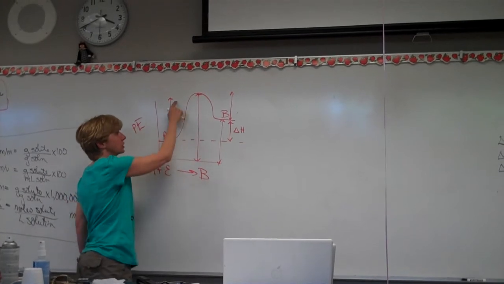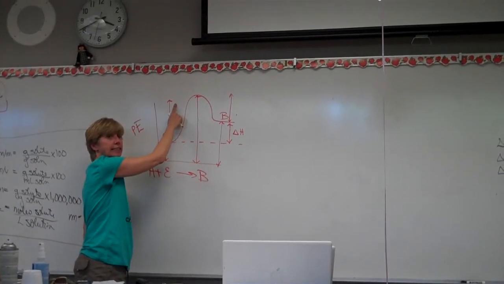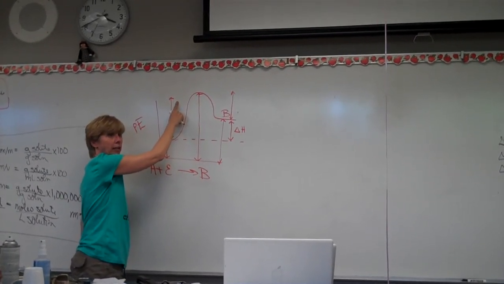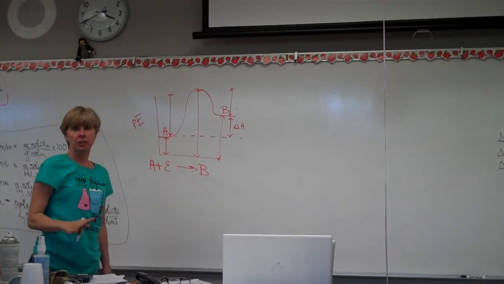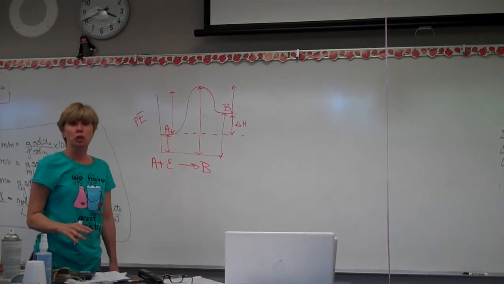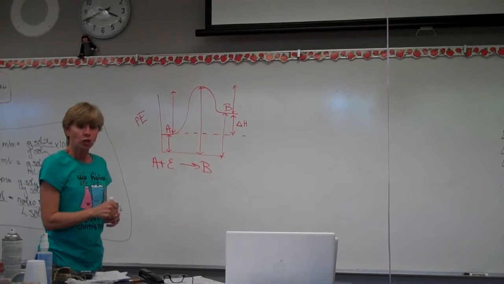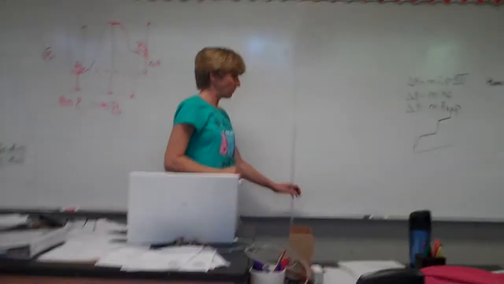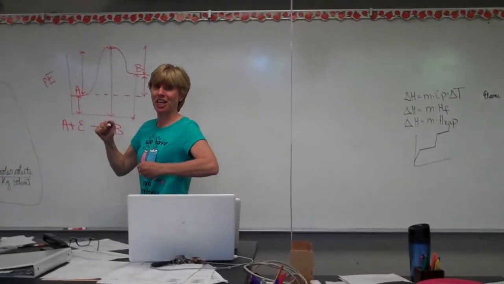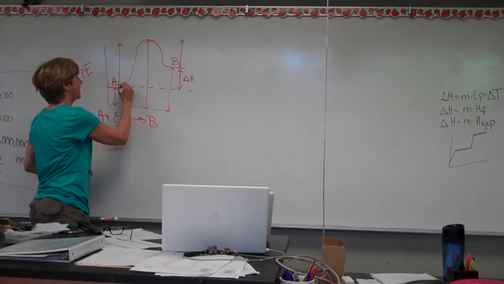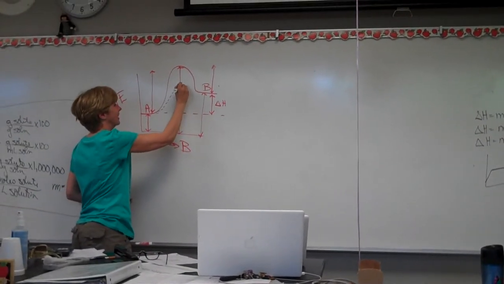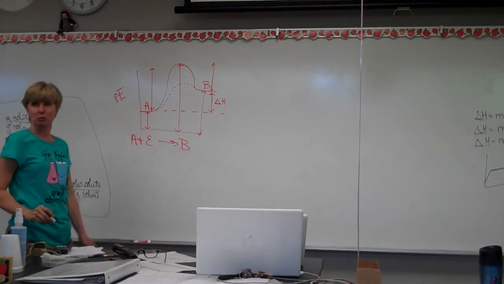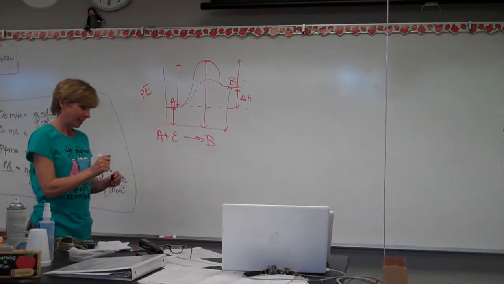Now, the activation energy is the minimum energy needed to get a reaction going. The higher the activation energy, most likely the slower the reaction. So we can add something to a reaction to lower the activation energy, and that would be a catalyst. There's what a catalyst would do. Okay?